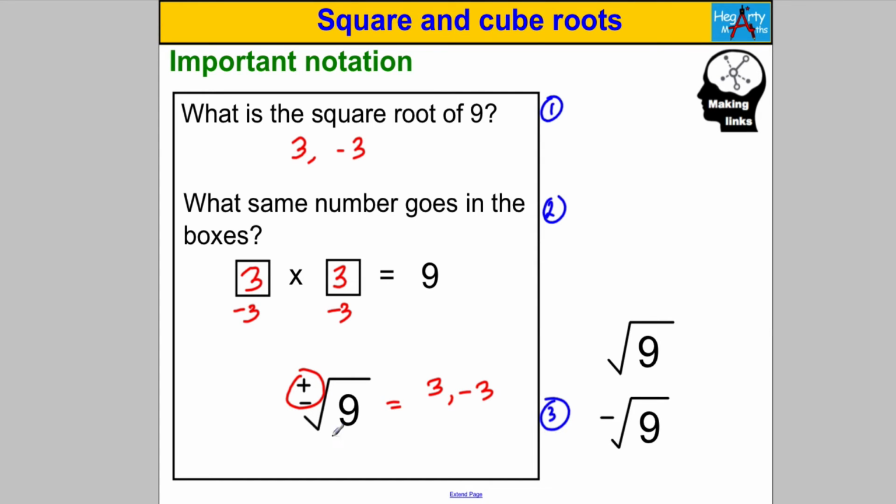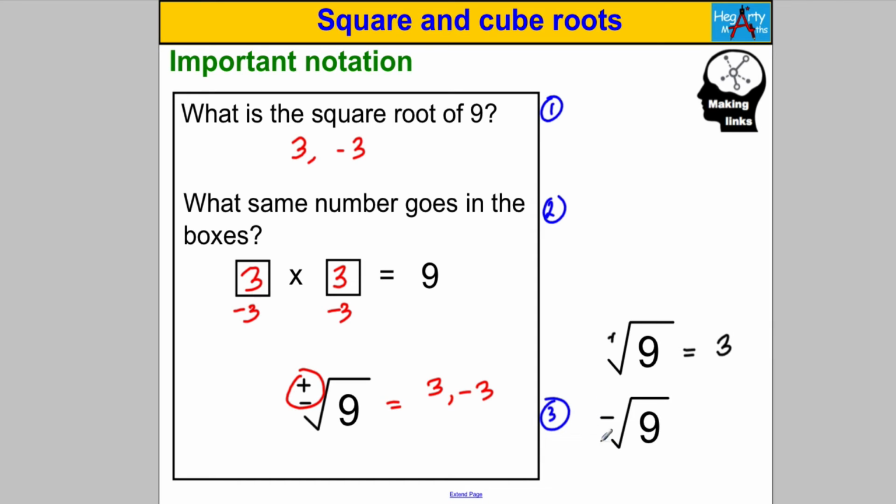So all these three things are the equivalent way of asking the square root of 9, but they want both the positive square root of 9 and the negative square root of 9. Now sometimes you will just see this written, root 9. There's really a hidden positive sign there, that is just asking you for the positive square root of 9, which is 3.